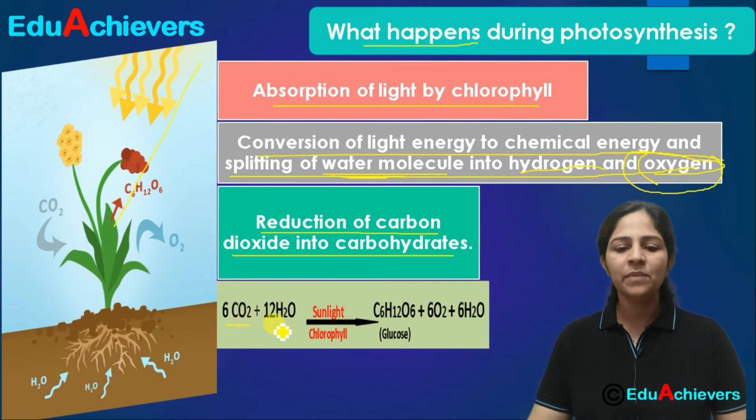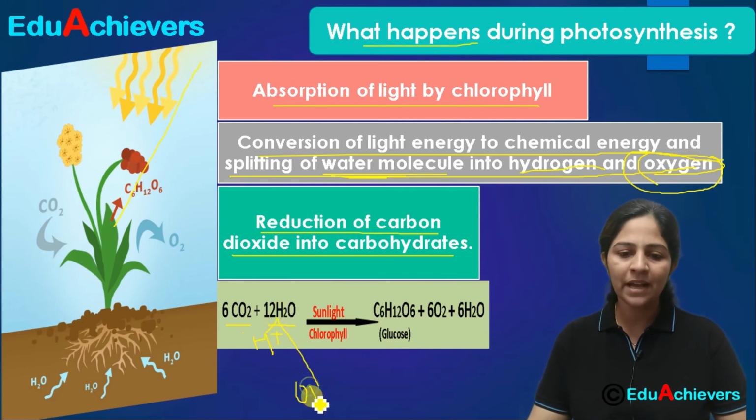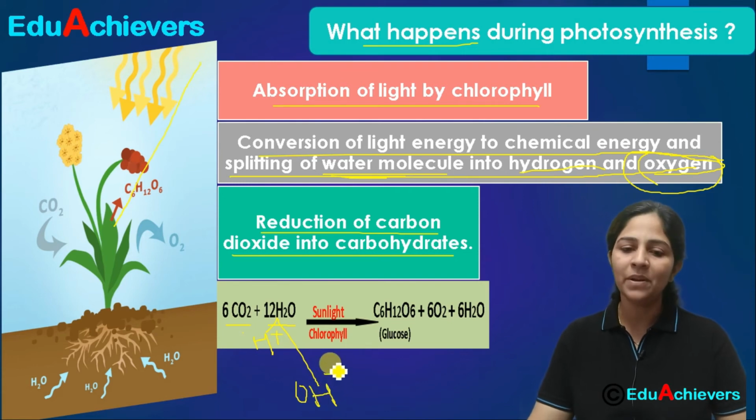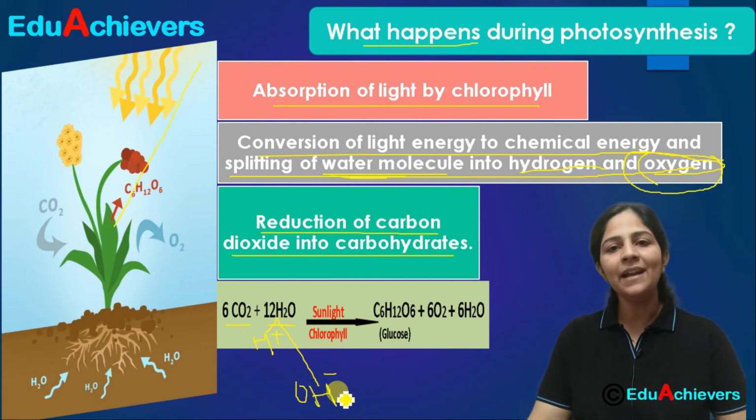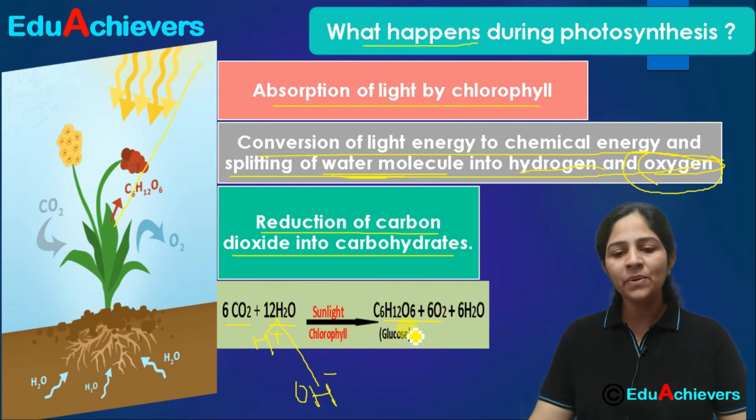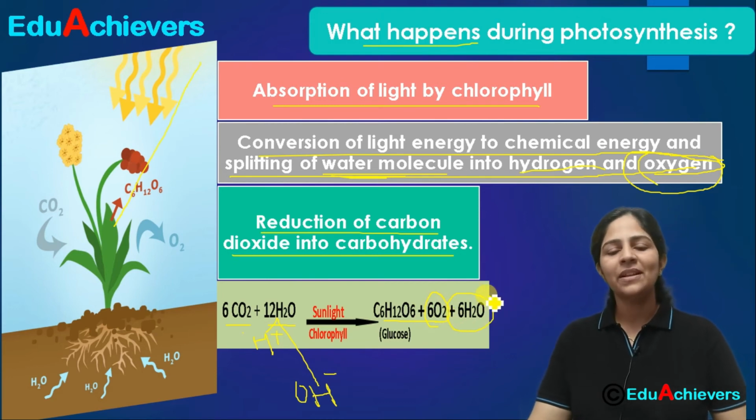That is 6 carbon dioxide molecules will join with 12 hydrogen. Now here remember the water is not taking part. It is basically the hydrogen ions which are taking part here, and the OH negative ions were also formed. So hydrogen and hydroxide ions will be taking part in the reaction. Fine. And as a result, this glucose molecule will be produced, the oxygen will be produced, and some water molecules will also be produced in this reaction.